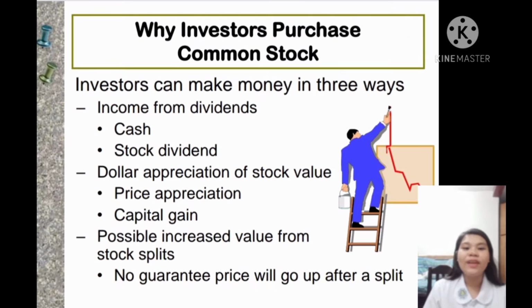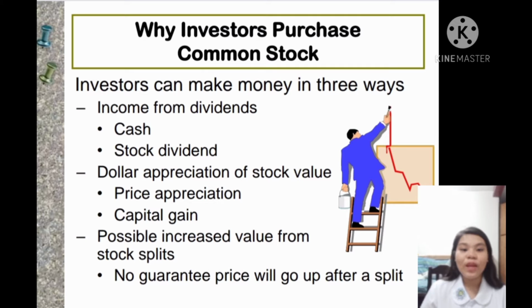Next is why investors purchase common stock. So, before anything else, what is a common stock? A common stock is the most common type of stock that is issued by a company. It entitles shareholders to share in the company's profit through dividends and capital appreciation. Common stocks are usually given voting rights, with the number of votes directly related to the number of shares owned. Of course, the company's board of directors can decide whether or not to pay dividends as well as how much is paid. So next, through investing in common stocks, investors make money in three ways.